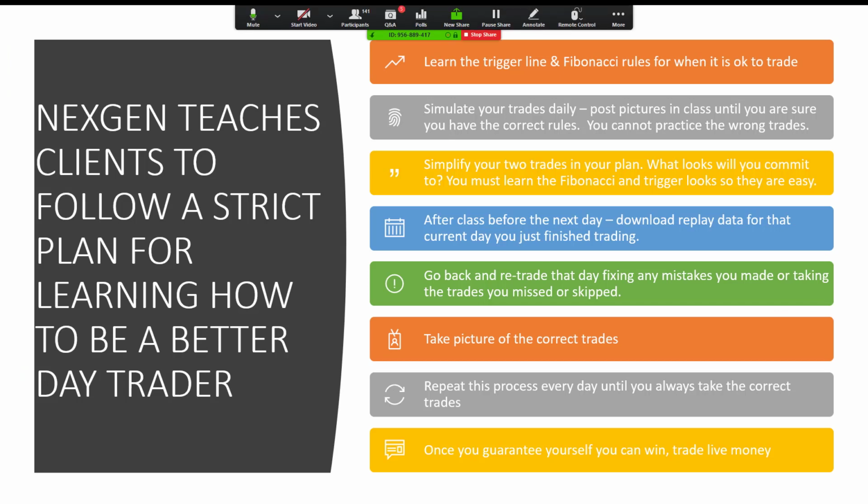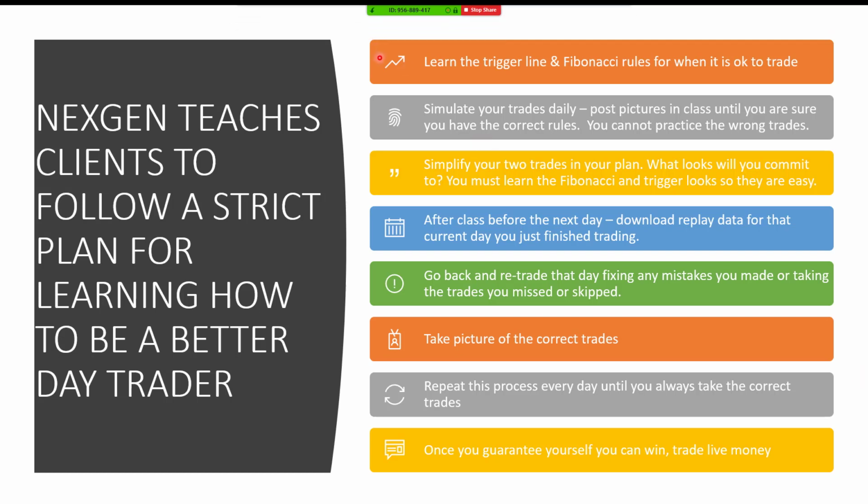What we've done all this time is teach you first to read the triggers and the fibs properly, so you know when it's okay to trade and not okay to trade. And then we have our clients simulate the trades in class, and use something like Jing or Snagit with a screencast account and post their pictures in the class for feedback.